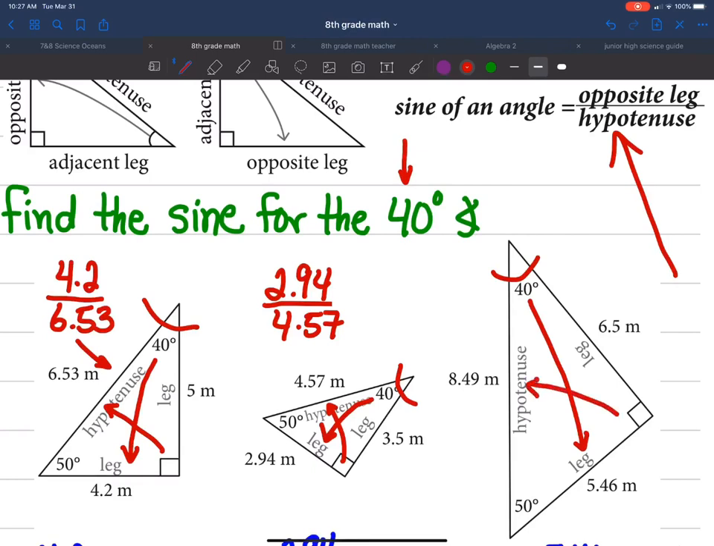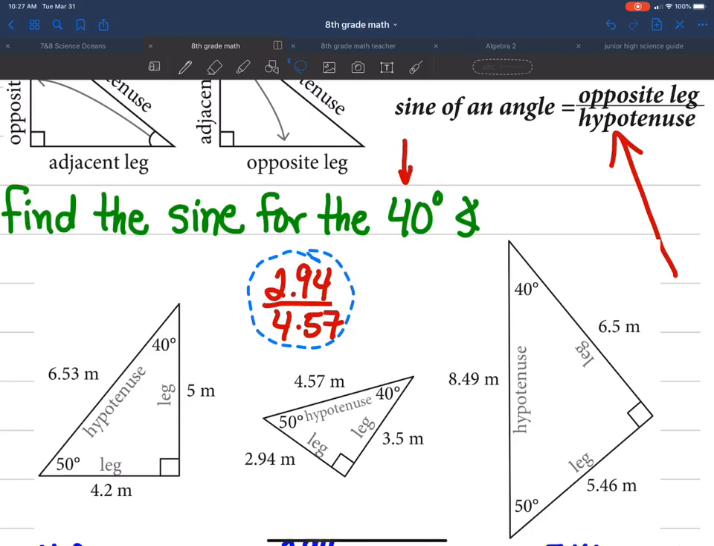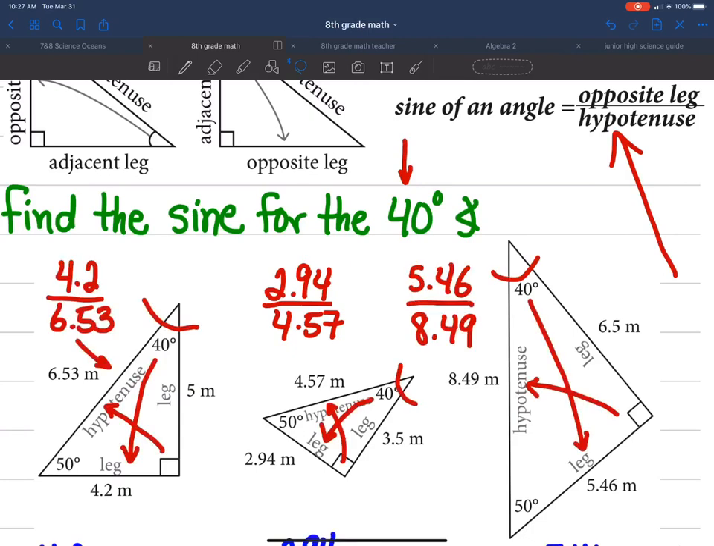In all of these, you just have to keep in mind where the right angle is, and it helps you find everything else. Now for the third one, I am going to divide 5.46 by 8.49. These are the formulas for finding the sine for these right triangles.